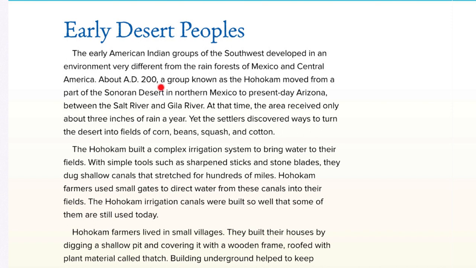About AD 200, a group known as the Hohokam moved from a part of the Sonoran Desert in northern Mexico to present-day Arizona between the Salt River and the Gila River. At that time, the area received only about 3 inches of rain per year. Think about that, 3 inches of rain per year compared to the rainforest where it's raining all the time. That's where the Mayan and the Olmec used to be. Yet the settlers discovered ways to turn the desert into fields of corn, beans, squash, and cotton.